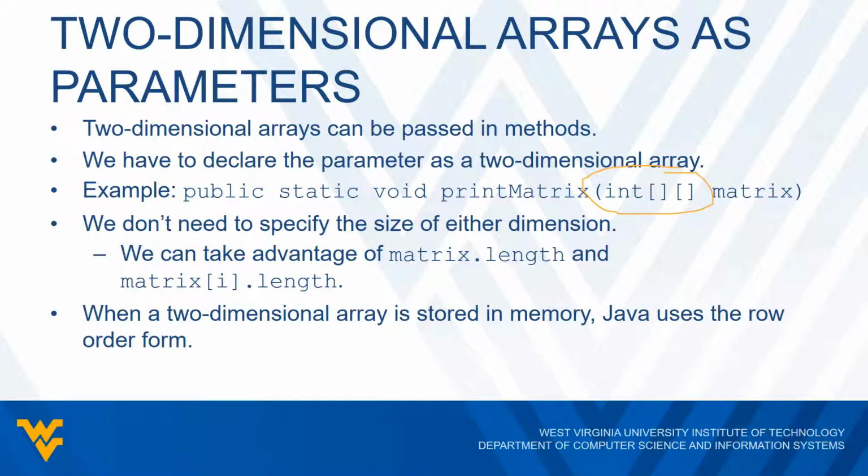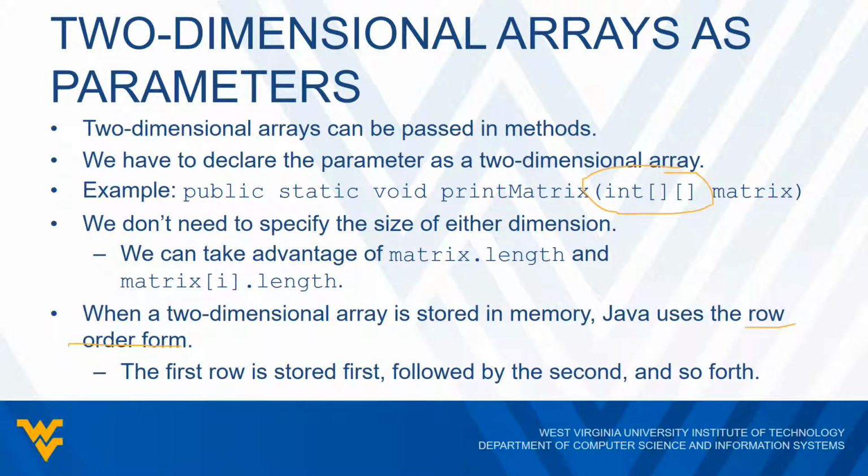So how do we store a two-dimensional array? We use what's called row order form. And what that simply means is that the first row is going to be stored first, and then we're going to store everything in the second row, and then we're going to do the third row, and then the fourth row, and that's all going to be put together as one giant array. So that's how it's actually stored in memory. Now, as far as your programs are concerned, you don't need to worry about knowing that your two-dimensional array is stored in row order form, but it is still something that's good to know.